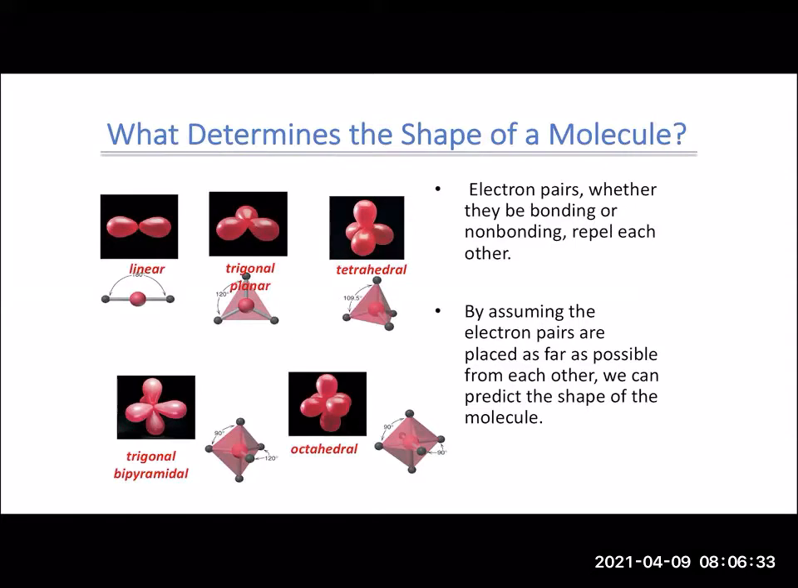Our electron pairs, whether they're bonding or non-bonding, repel each other because 2 negative charges always want to repel each other. By assuming that these electron pairs are going to be placed as far apart as possible, we can start to predict our shapes. The number of groups we have will help predict our shapes. We can have linear, if we have two groups, they'll get put as far apart as possible. Then trigonal planar, tetrahedral, trigonal bipyramidal, and octahedral.